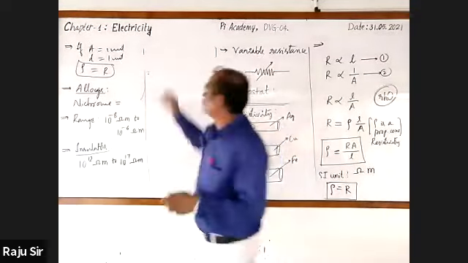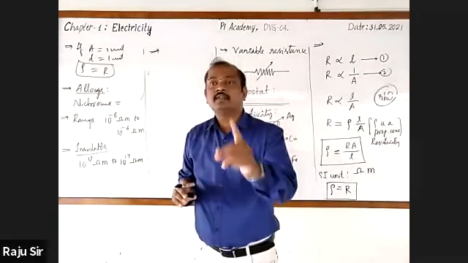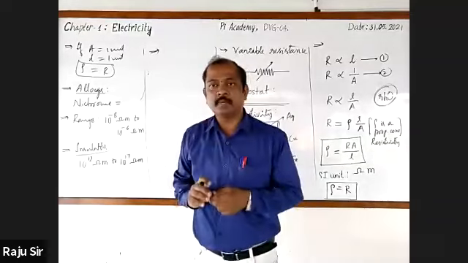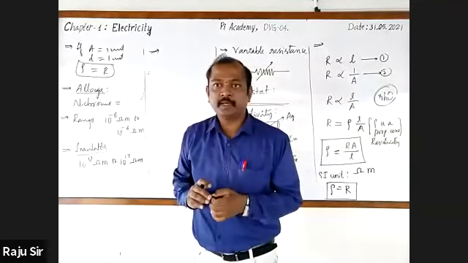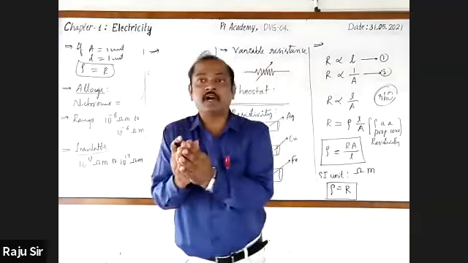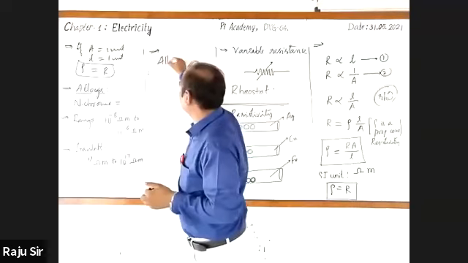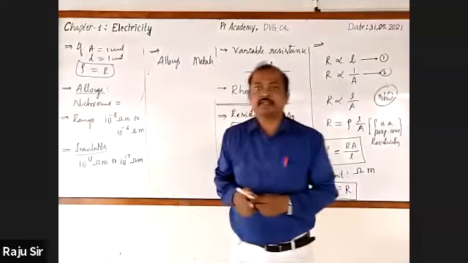Now, dear students, you all know that alloys are the homogeneous mixture of metals. Alloys are homogeneous mixture of metals. You just compare the resistivity of alloys and metals, nothing but conductor.